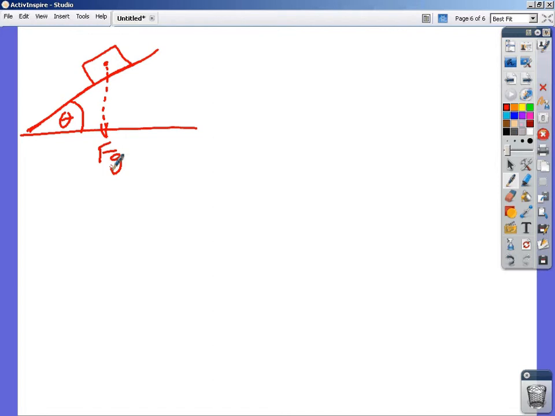I was given 30. I put theta in. I'm just showing you where this relationship comes from. This is the start of number 4.